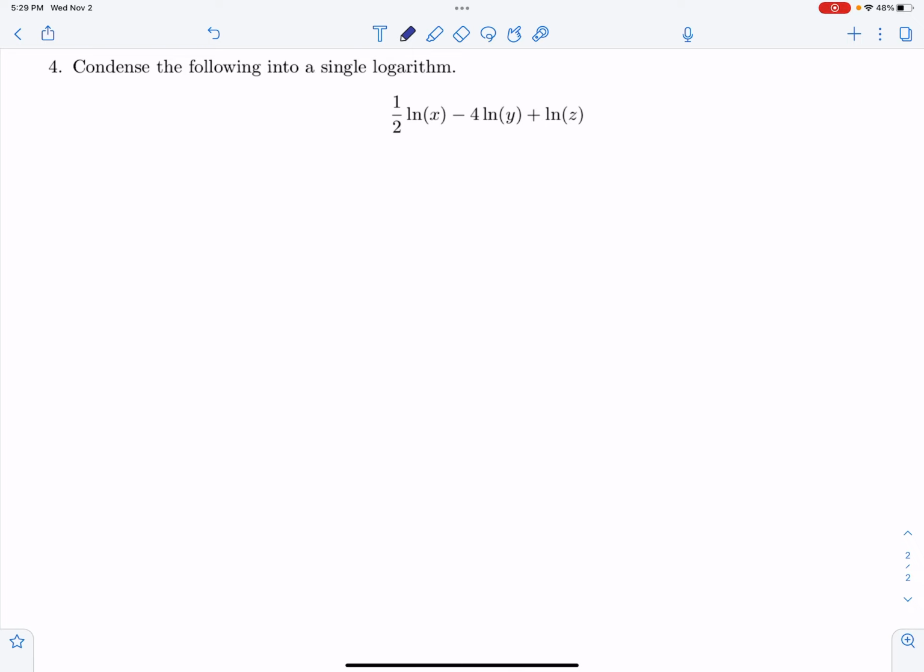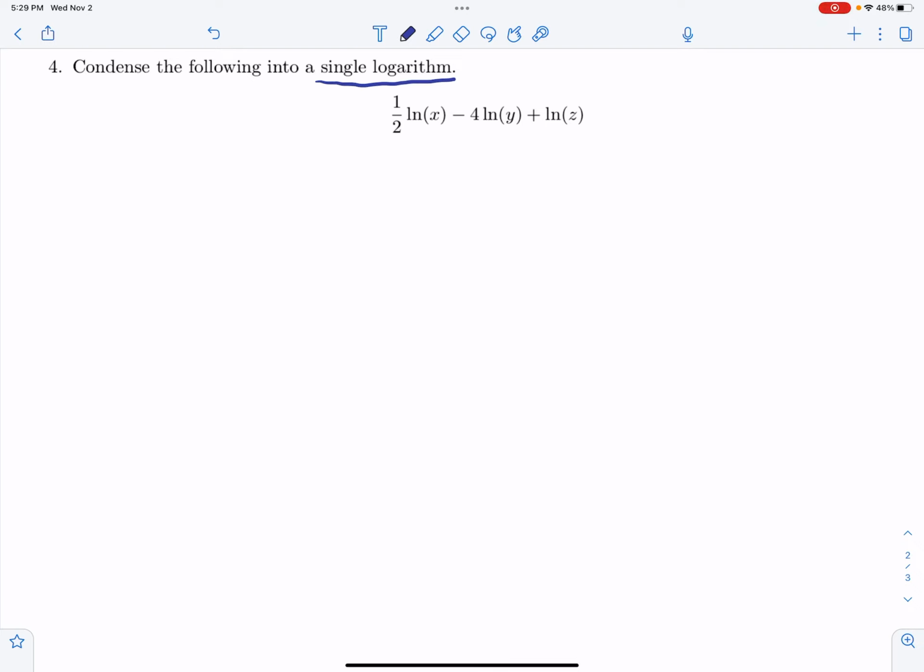So one thing I really want to point out is that we want to do a single logarithm. That means our final answer should only have one natural log sign in front of it, and everything else should be inside if possible. And in this case, it is possible.